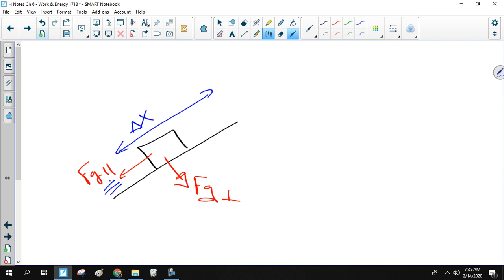Once you've got this free body diagram done, you shouldn't really need this angle anymore. Okay. So there you go. Work.